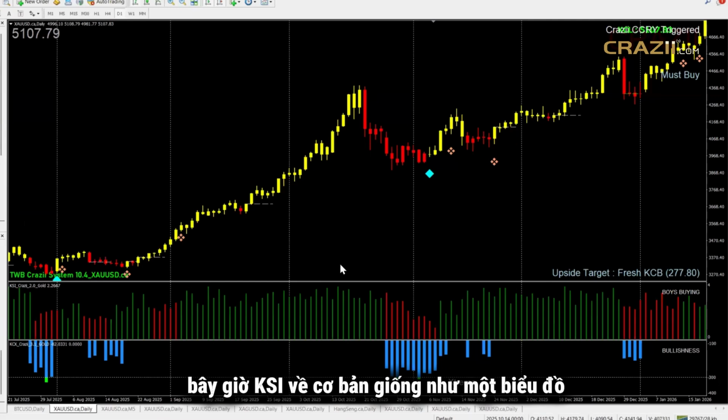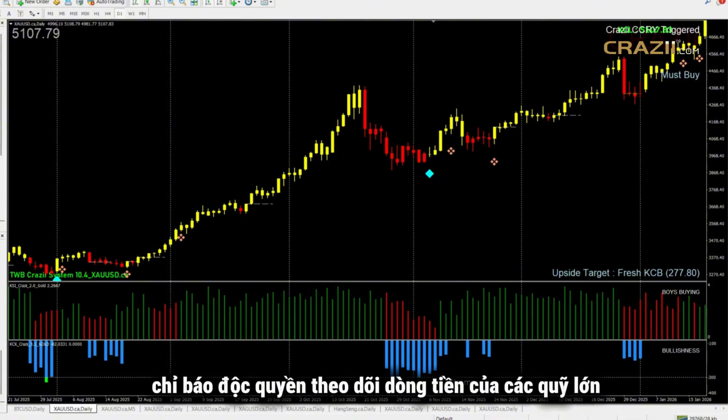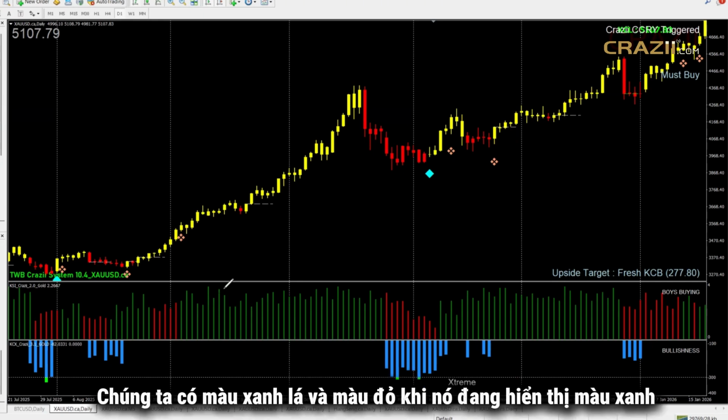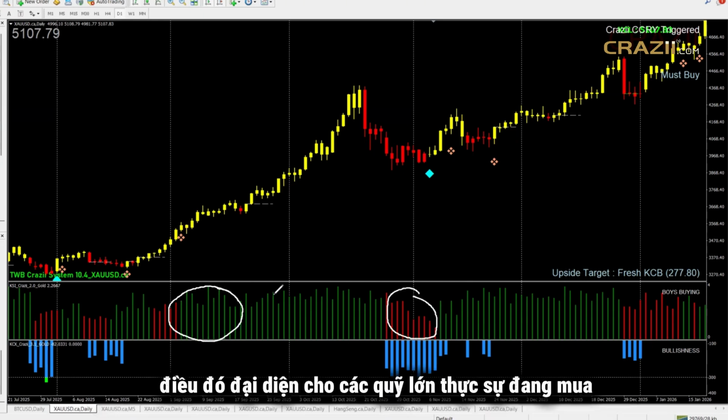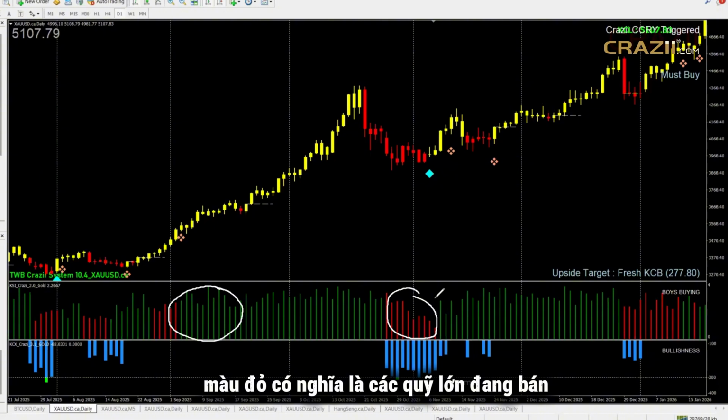Now, the KSI basically is like a histogram, but it's not derived by MACD. It's a full proprietary indicator that tracks the big boy movement over 237 algorithm. Now, the KSI has two colors. We have the green and we have the red. When it's green, that represents the boys are actually buying or bullish, if you put it in simple words, or accumulation. Red means the boys are selling, known to be bearish, distribution, or basically sellers are losing their faith in the buy side.